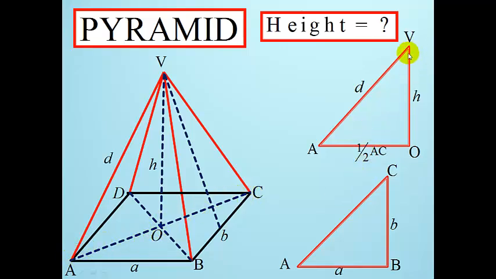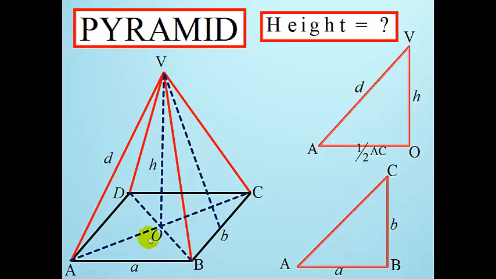Now, considering right angle triangle VAO, VA is d. VO is the height. That is what we are searching for. And AO is half AC. So let's look at how best we can find AC, so that when we get AC, we can take half of it and that will give us the distance from A to O. Now we are going to consider another triangle in which AC is one of its sides.